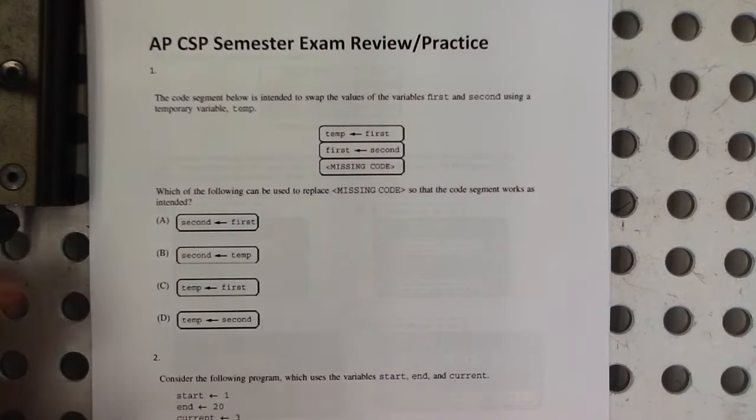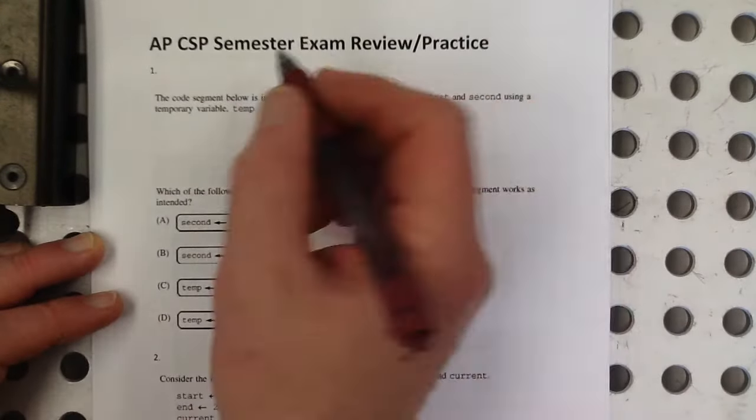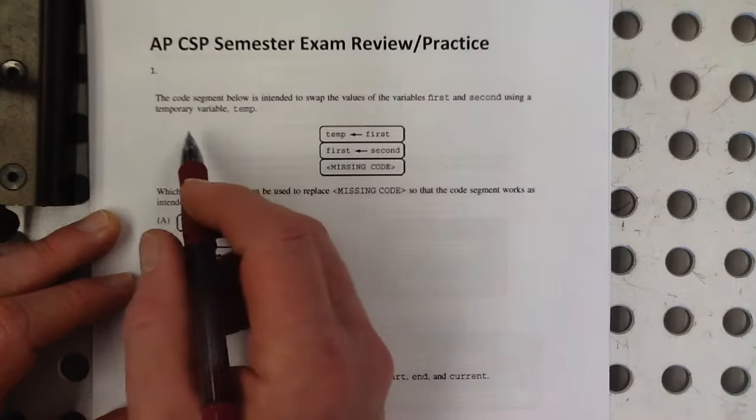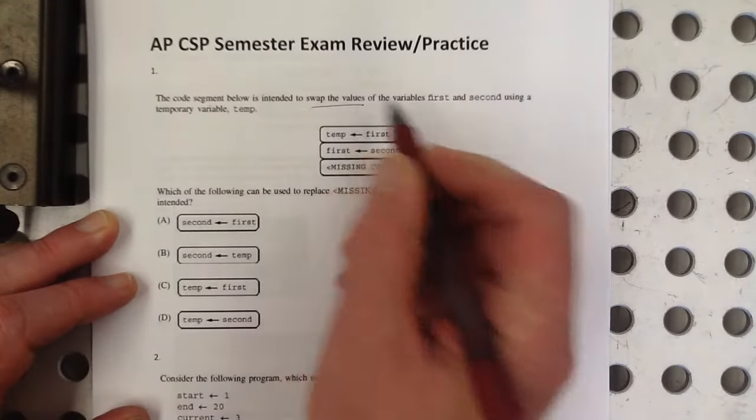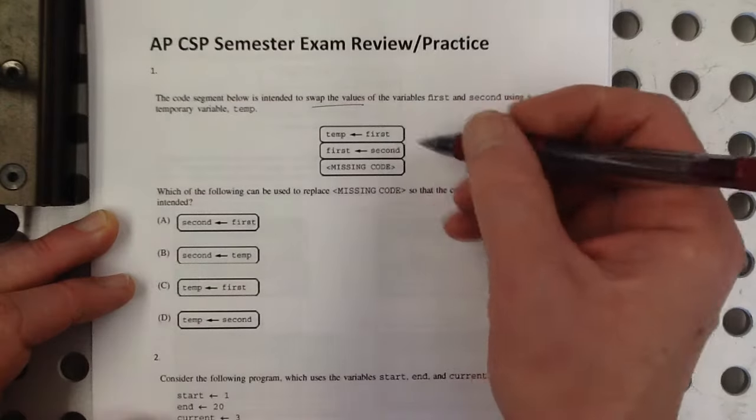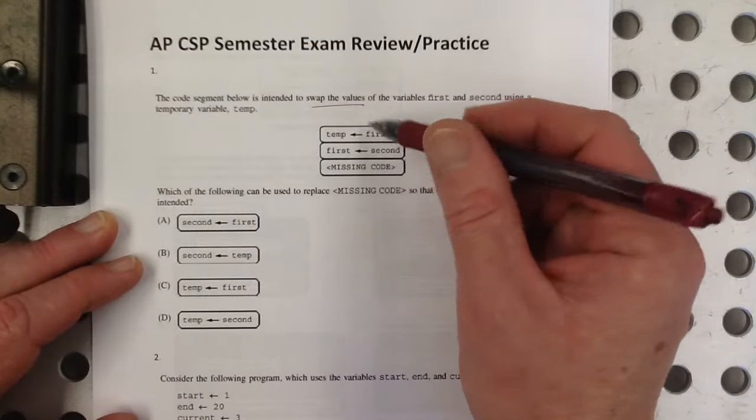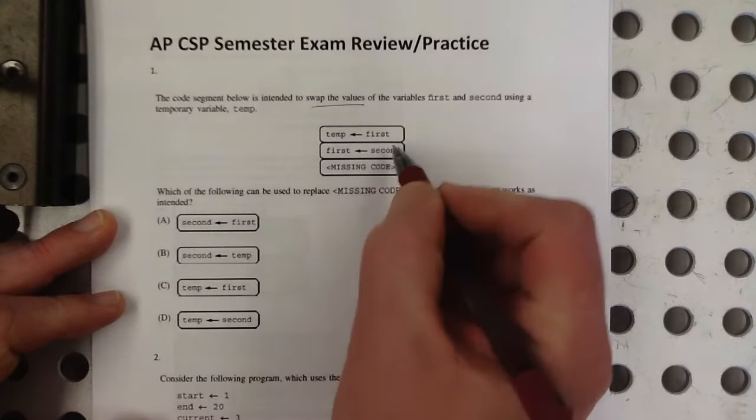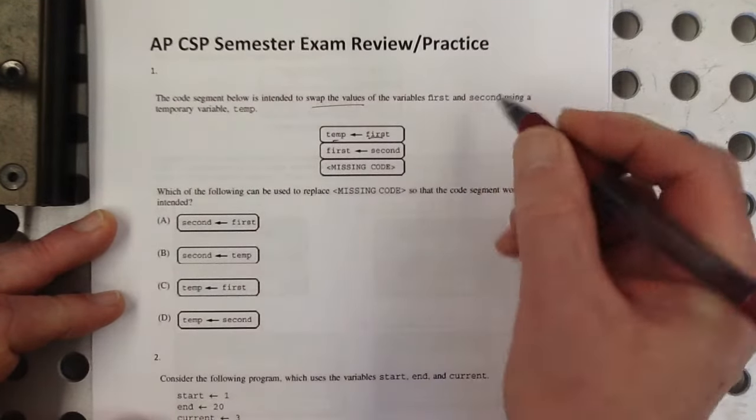Alright, this video has the solutions to your semester exam review. Starting with number 1. Code section below is indicated to swap the values. It seems like the College Board is obsessed with this particular little thing here where we swap the values of two things. So you need to put first into temp.